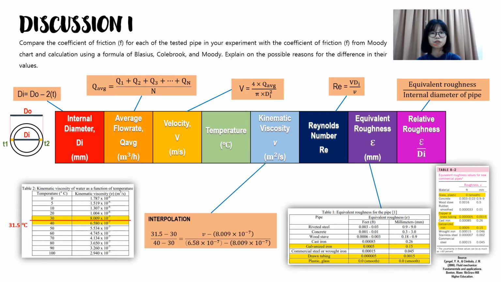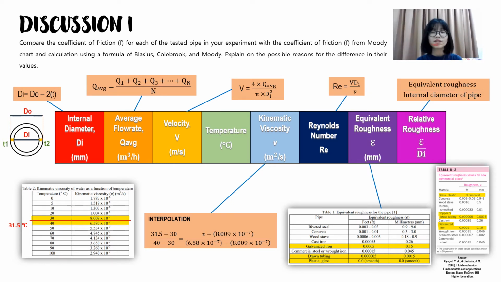The coefficient of friction, or sometimes we call it friction factor, is a dimensionless factor that depends on various parameters. So, before we determine the values of the coefficient of friction, we first determine the parameters such as internal diameter of the pipe, average flow rate, velocity of the flow, temperature of the water, kinematic viscosity, Reynolds number, equivalent roughness of the pipe, and lastly, the relative roughness.